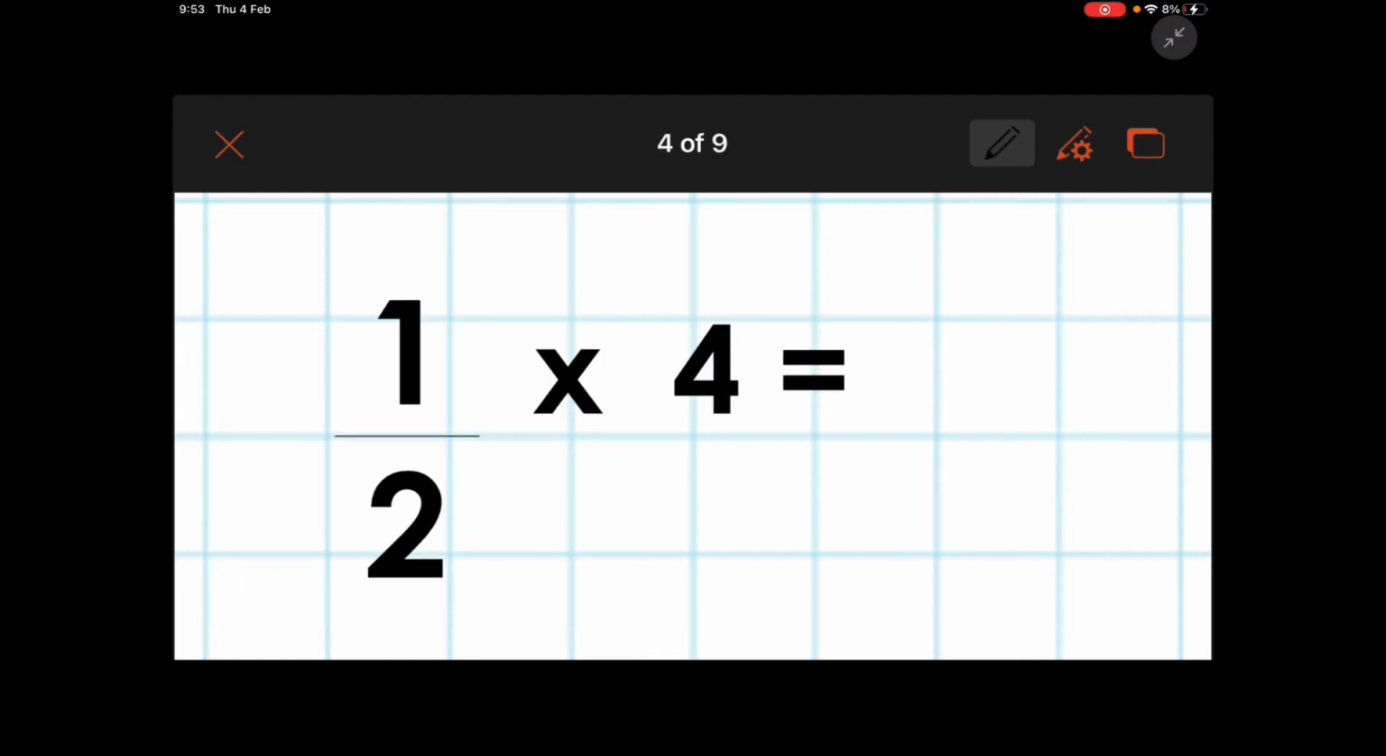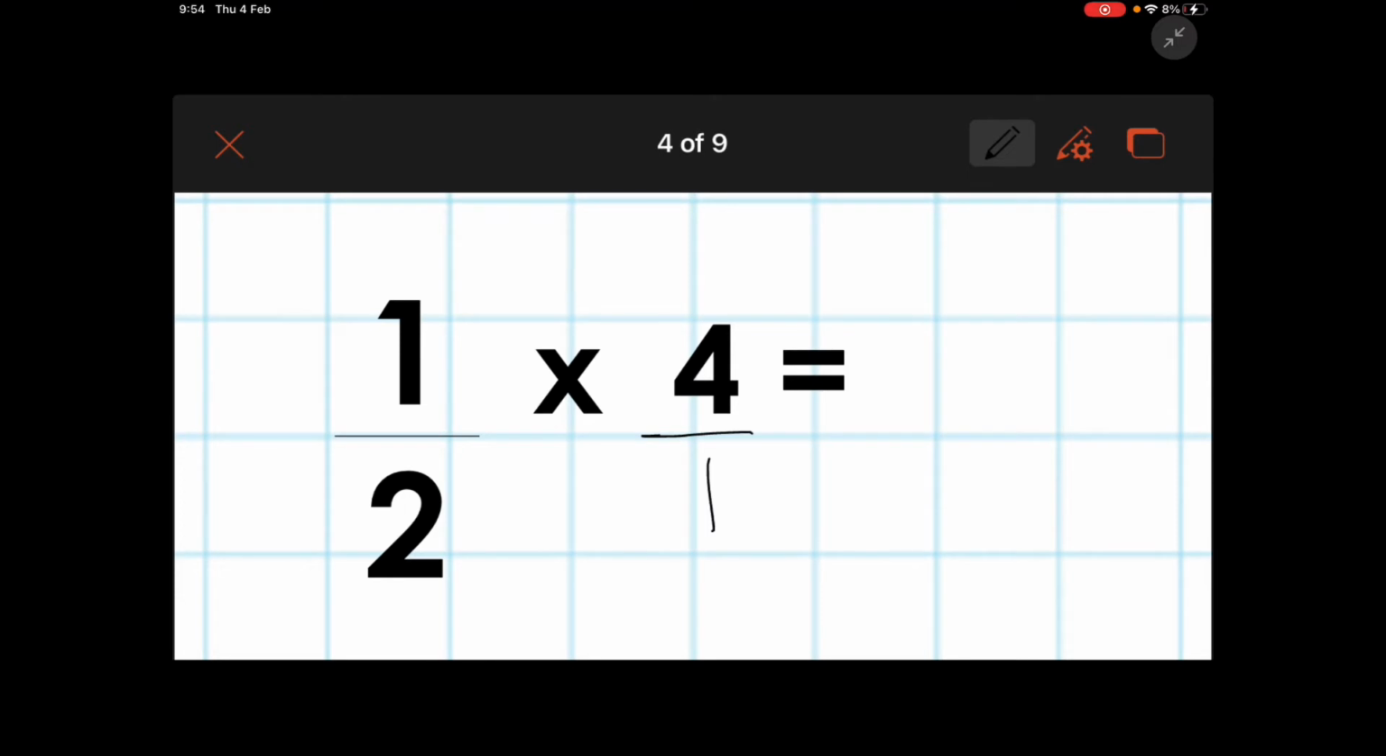If we now look at an example without the representations to help, we will focus on just the method. Now there are many methods on how to multiply fractions with whole numbers, but I think the method I'm going to show you is the simplest. So the first thing you have to do is have a look at the fraction and the whole number. So we have half multiplied by 4. Now I'm going to rewrite my whole number as a fraction, and I'm going to write 1 as the denominator.